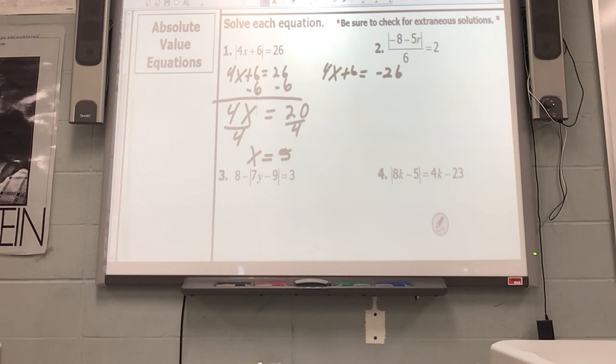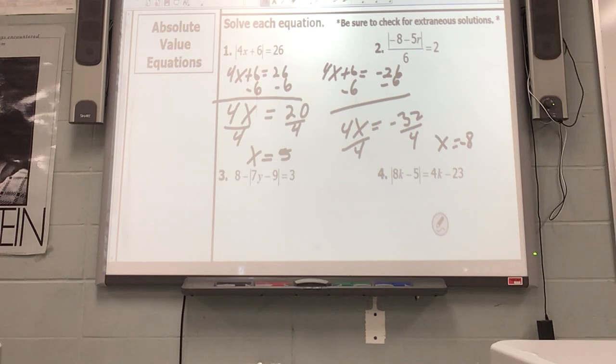Let's solve the other one, subtract the 6 from both sides again. So now I got negative 32. What do you get when you divide that by 4? Negative 8. So we got 2 answers to check now. Don't forget my negative. 2 answers to check.